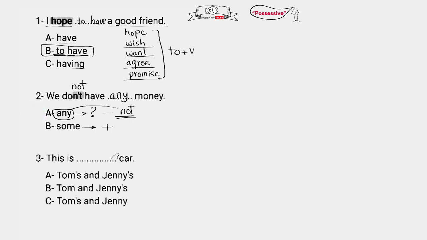This is blank car. Tom's and Jenny's, apostrophe S here and here, or Tom and Jenny's, only one apostrophe S at the second name, or Tom's and Jenny, only one apostrophe S at the first name. Well, to show that two names have something, like here you want to show that Tom and Jenny have a car, you can just put apostrophe S at the second name. Tom and Jenny's car, only one apostrophe S at Jenny's. Let me know in the comments if you've learned something new today.